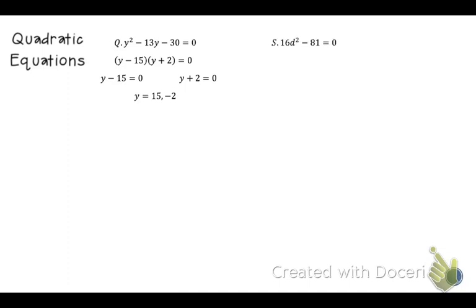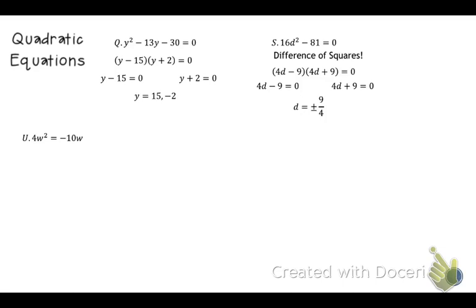This one, 16d squared minus 81 equals 0. That's the difference of squares. So I can square root both sides. And that would be 4d minus 9 and 4d plus 9. Set them both equal to 0. So you get d equals plus or minus 9/4 by adding the 9 over, dividing by 4, or subtracting the 9 over and dividing by 4.